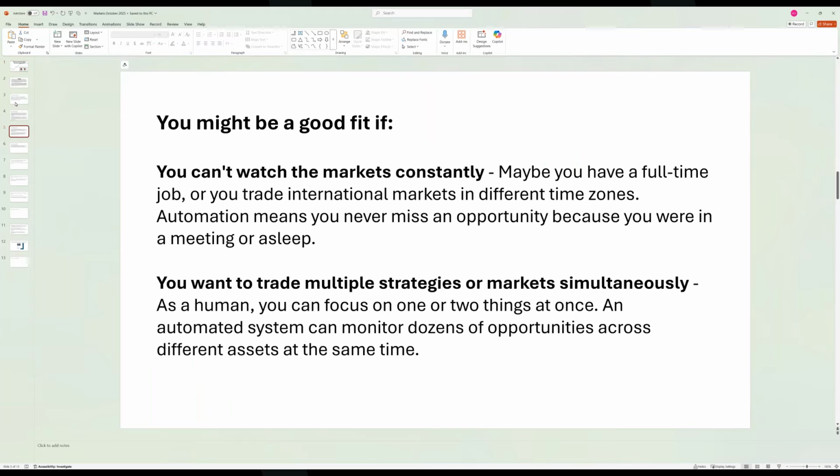Humans, you can only focus on one or two things at once, right? We all like to think we're great multitaskers, but at the end of the day, when you start spreading yourself too thin, things start falling through the cracks. Trades get missed, and an automated system can monitor dozens of opportunities across different assets at the same time. So you could automate a system trading Japanese yen and one that's trading copper, right, or nat gas. Or even crypto to a certain extent.